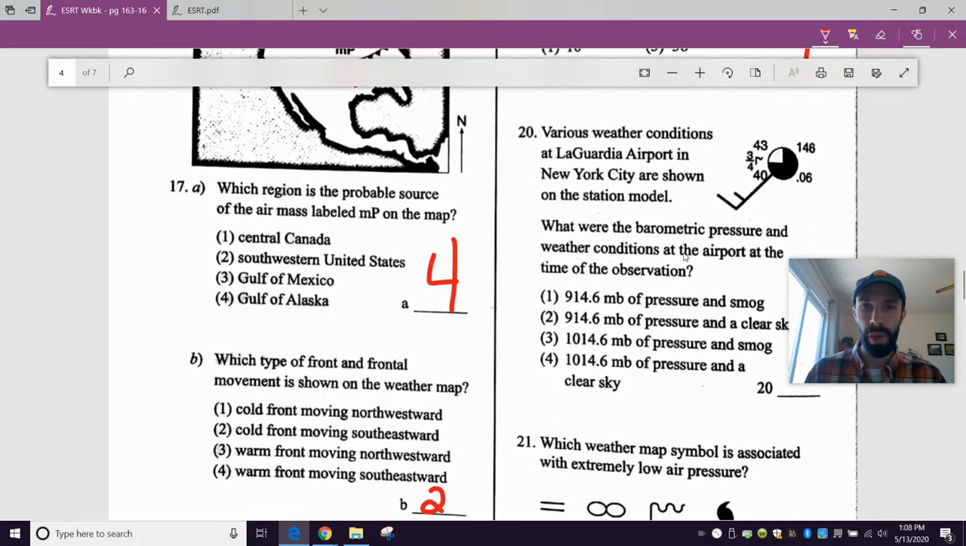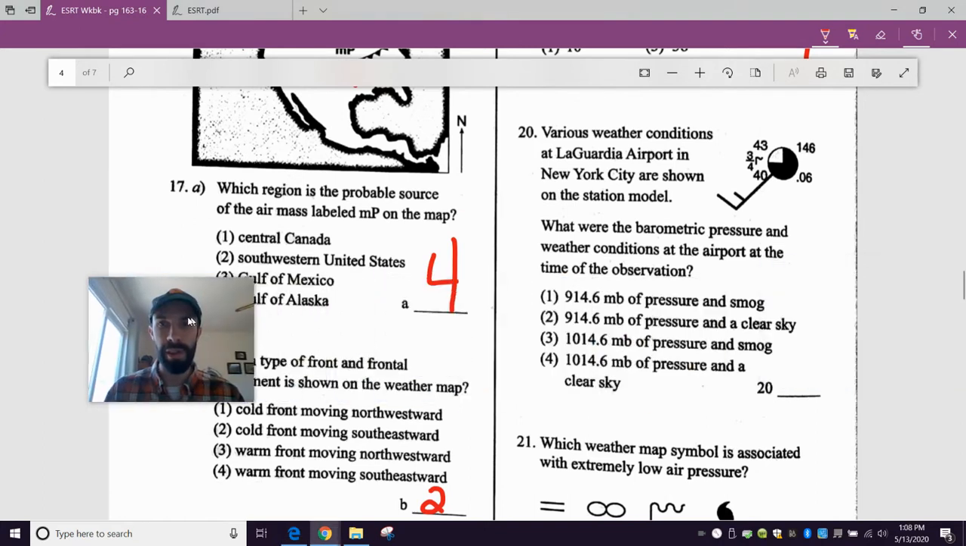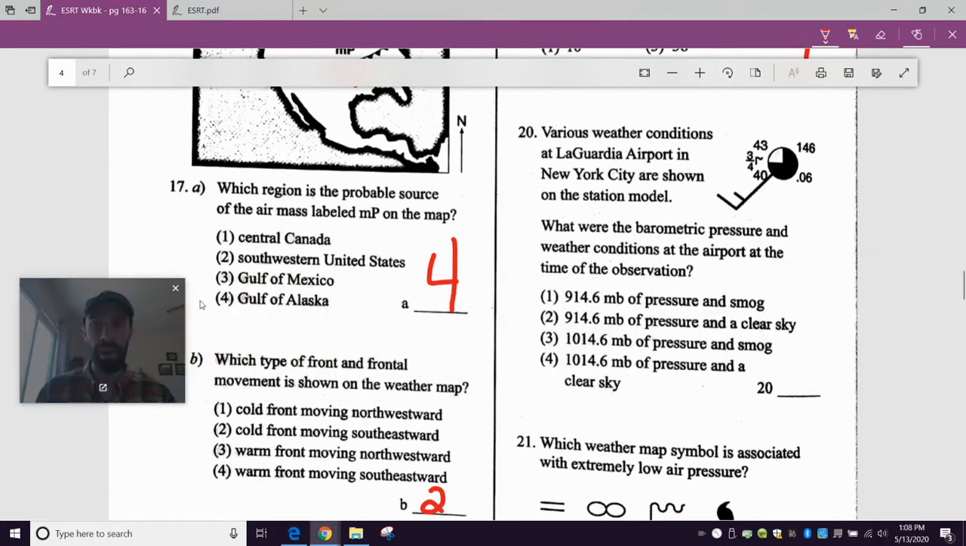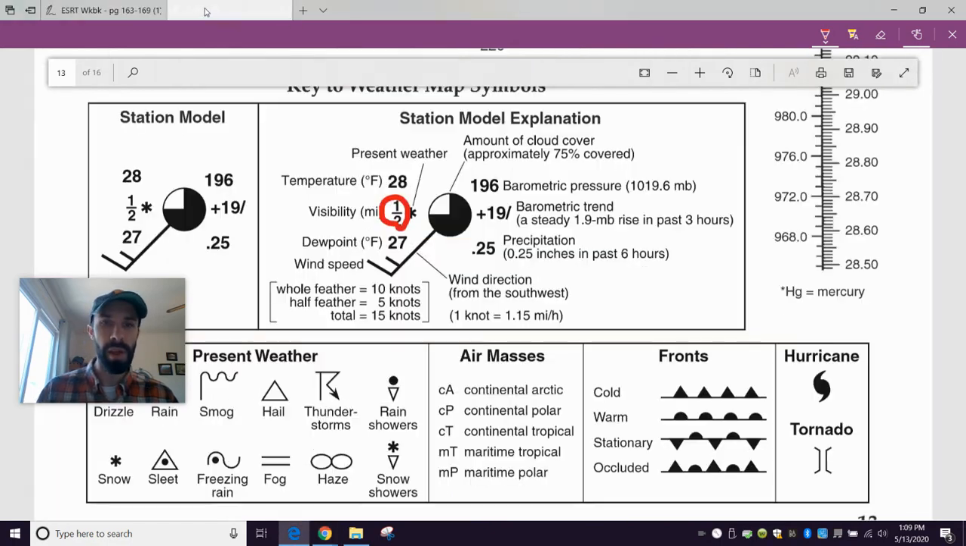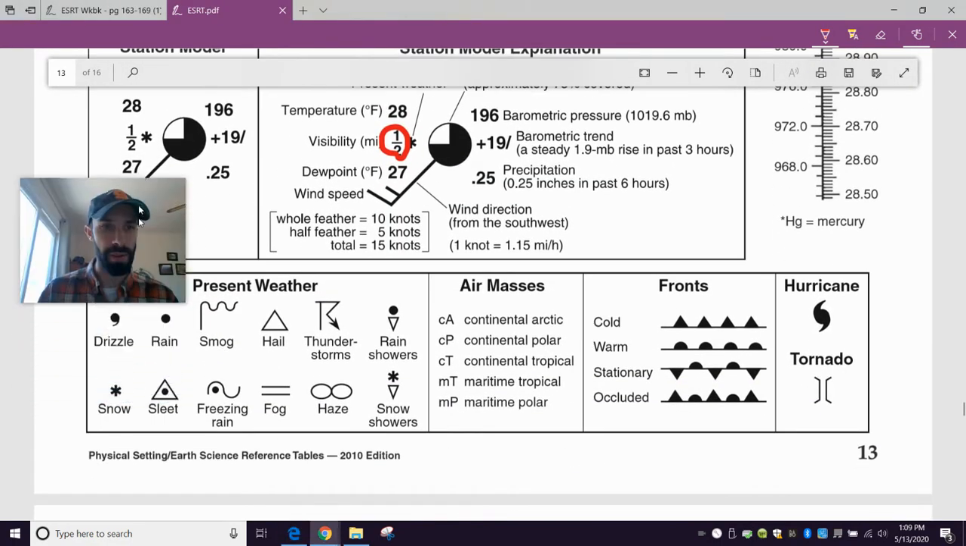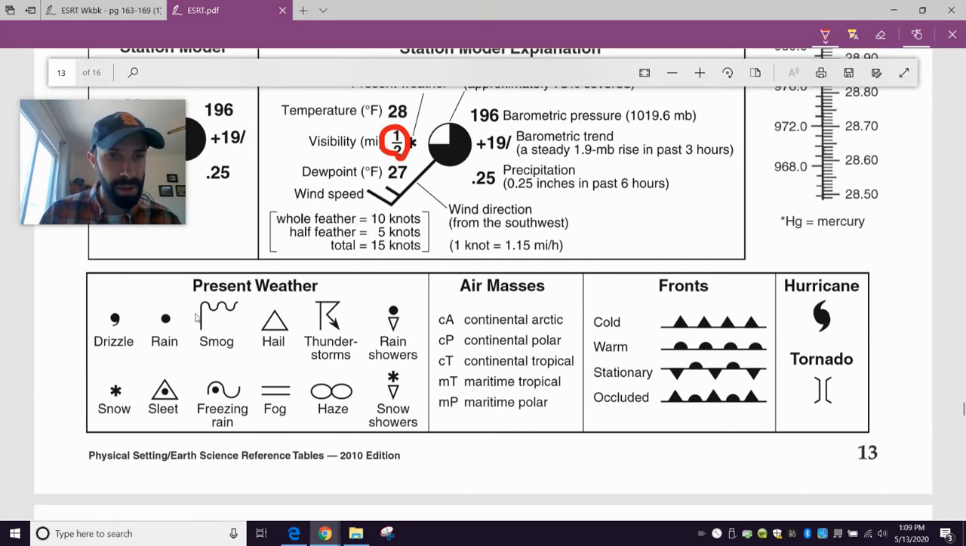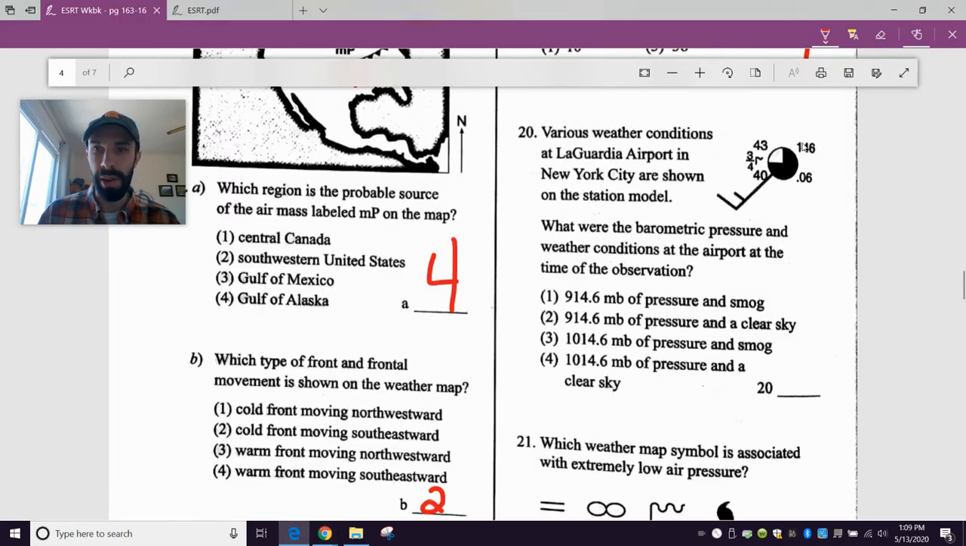Pretty straightforward. Okay. Various weather conditions at LaGuardia Airport in New York City are shown on the station model. What were the barometric pressure and the weather conditions at the airport at the time of the observation? So first off, let's deal with weather conditions because that kind of narrows down our choices into like 2 of them. Okay, so what does this little symbol refer to, that thing right there? Well, that symbol is located on the bottom here, the present weather. It's this little smog symbol, and so we know that it has to do with smog, and that gets rid of 4 and gets rid of 2. Now we got to figure out the correct pressure.